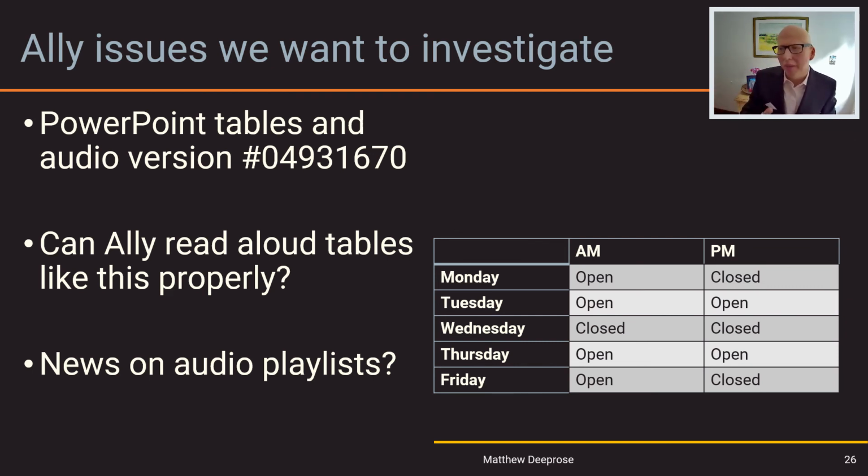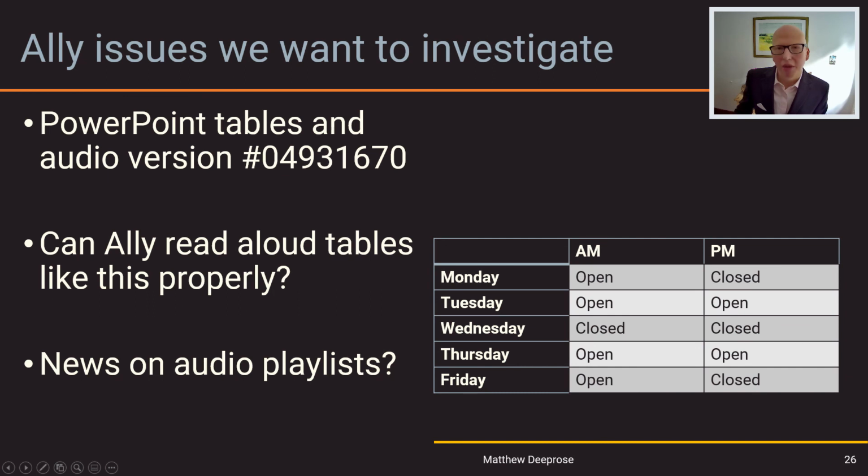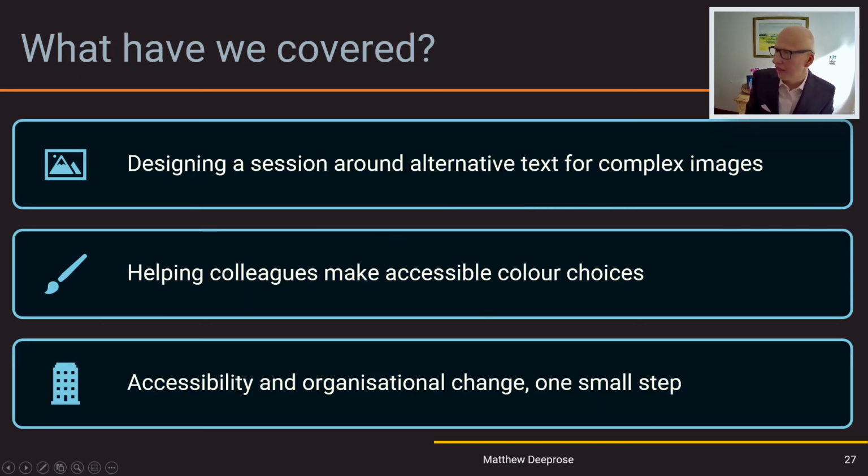Also, how can we get Ally to read a table like this properly? How can I get Ally to read not only the column headers, but the row headers? Now, you can do that in HTML with a screen reader, but I can't yet find a way of making that work with Ally. And also on the topic of the audio format, we haven't heard much about audio playlists or breaking that 100,000 limit that prevents us from making larger audio formats.